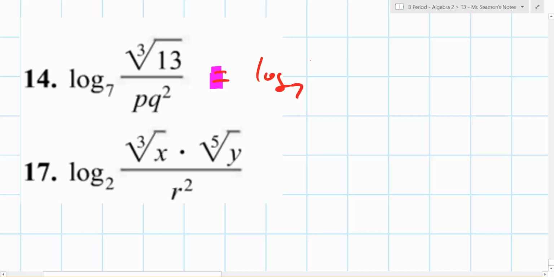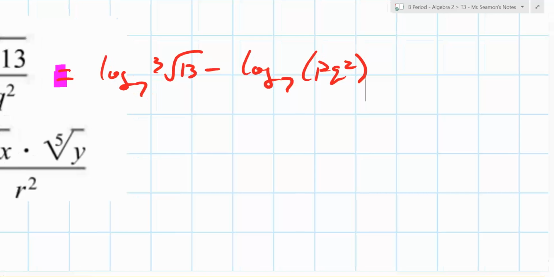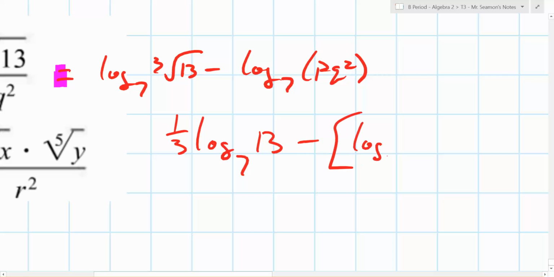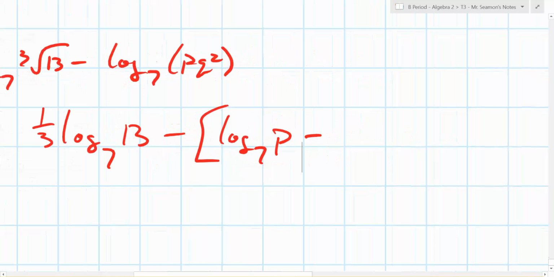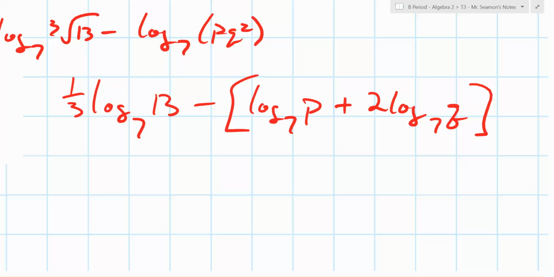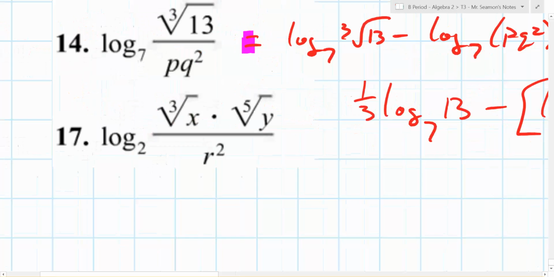Log base 7 of the cube root of 13 minus log base 7 of P Q squared, right? You're subtracting that whole thing. So that's going to be 1/3 log base 7 of 13 minus this thing, which is log base 7 of P plus 2 log base 7 of Q. Why did I put the 2 in front? Because of the squared. Yeah. So you could distribute the negative sign. If you stop there, that's fine. What about this one?